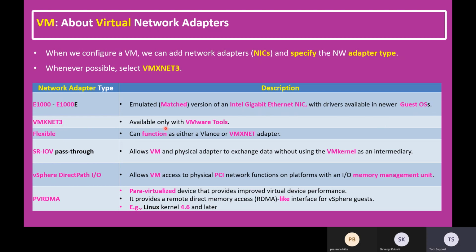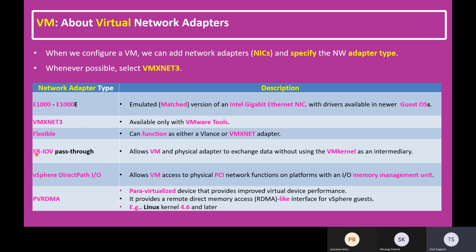VMXNET3 is available only with VMware Tools. When you install VMware Tools, this VMXNET3 adapter is easy to mount. Flexible is one of the old versions. Flexible is equivalent to VMXNET, and the latest version is VMXNET3. So if we are using VMXNET, that series is called Flexible. It can function as either a VLANCE or a VMXNET adapter.